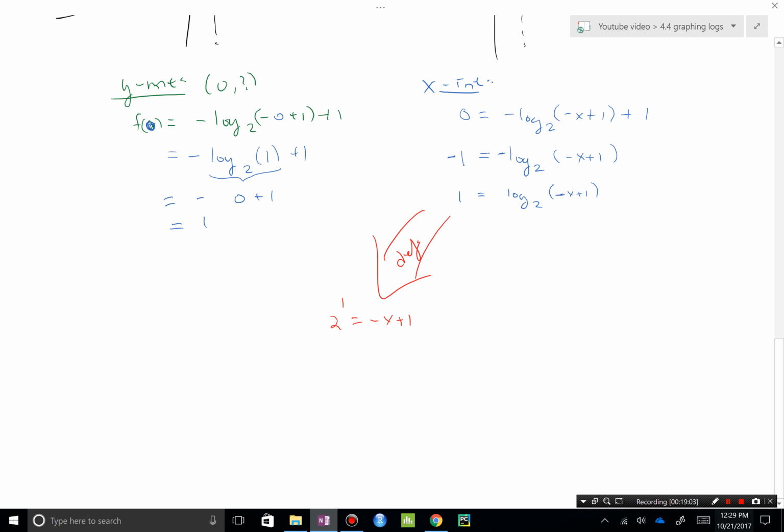Now, this will work every time. Note there's only 1 log here. Sometimes when there are multiple logs, like you're going to see in the next video, you're not going to be able to do this, and you're going to have to use some more aggressive methods. Here are the more aggressive methods.